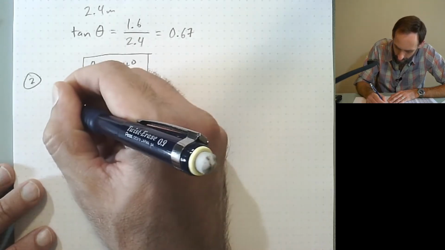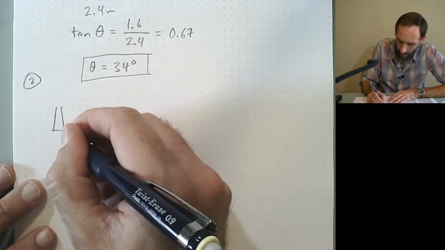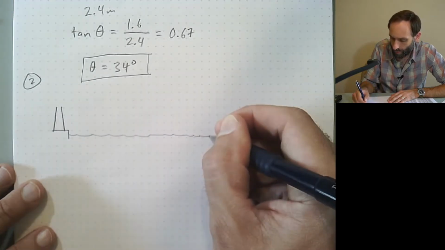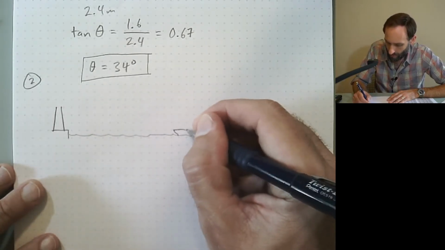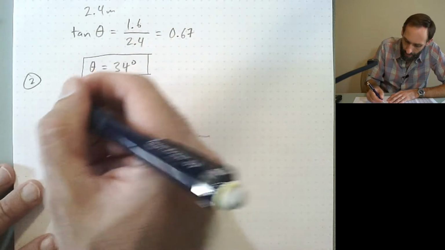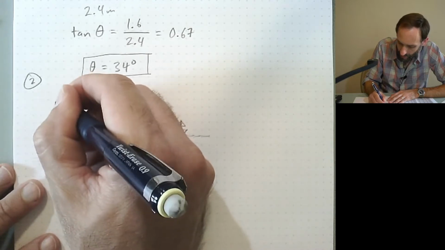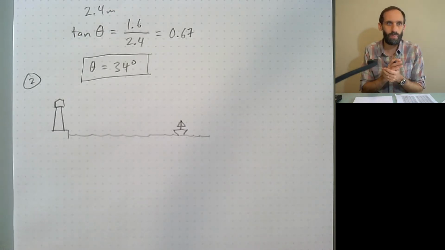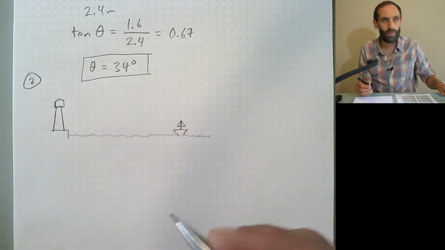We have a lighthouse here, and it's on some pier, and then we have water, and somewhere a ways away from the lighthouse, we have a boat in the water, or maybe a swimmer, a buoy, whatever, some object out in the water. So it's over there, and the lighthouse has an observer in it, and we'll say the observer looks down at the boat and has some device, maybe a transit or some other device for measuring the angle of elevation or depression.